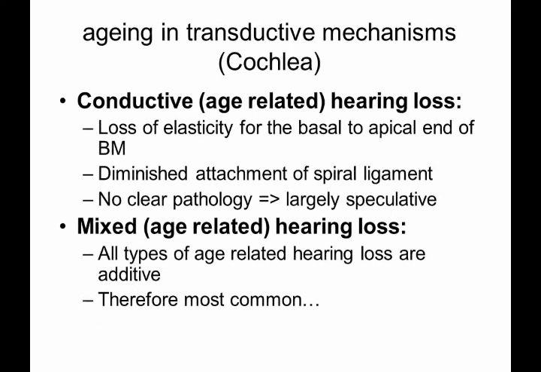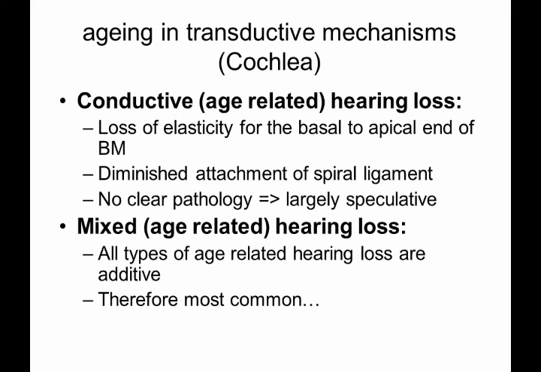Okay, conductive hearing loss of the basilar membrane. That's not conductive of the middle ear, but of the inner ear. It's the loss of the elasticity of the basilar membrane, and usually that happens for the basal end of the basilar membrane, high frequencies again. That happens due to the diminished attachment of the spiral ligament, and it's largely speculative because there's no way of looking at that even under the microscope. That's more a theoretical one.